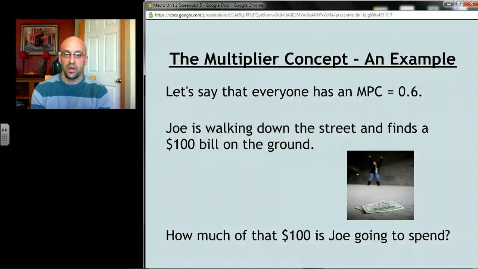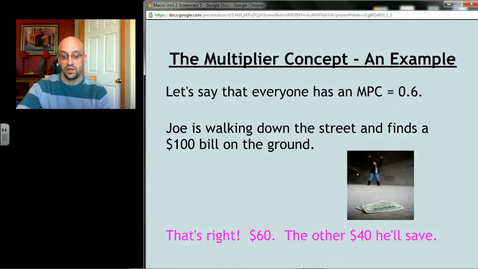And he's walking down the street and he finds this $100 bill on the ground. Now remember, MPC is marginal propensity to consume. At this point, you know that that means he's going to spend 60% of that $100. And today you're going to see why, of all the acronyms, APC, APS, MPS, MPC is the most important one. So Joe's walking down the street, he finds this $100 bill. We know that if he has an MPC of 0.6, he's going to spend 60% of that $100. He's going to spend 60 bucks.